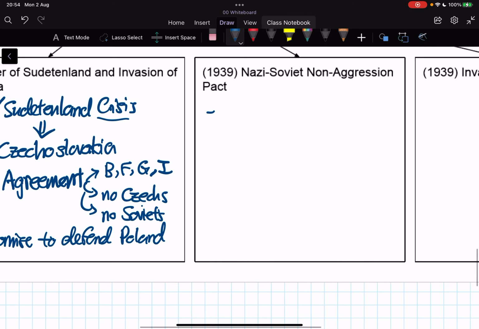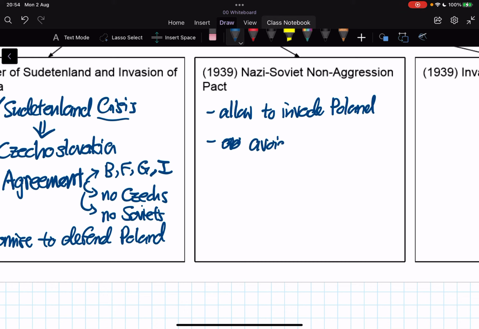So, in order to allow him to invade Poland, Hitler strikes a deal with Stalin, and he signs a non-aggression pact, meaning that they're not going to attack each other. Inside this pact, they also agreed to divide Poland up between Germany and the Soviet Union, and in so doing, Hitler avoids a two-front war, meaning he can focus on clearing out France and Britain in the west of Europe and doesn't have to worry about fighting the Soviet Union in the east.